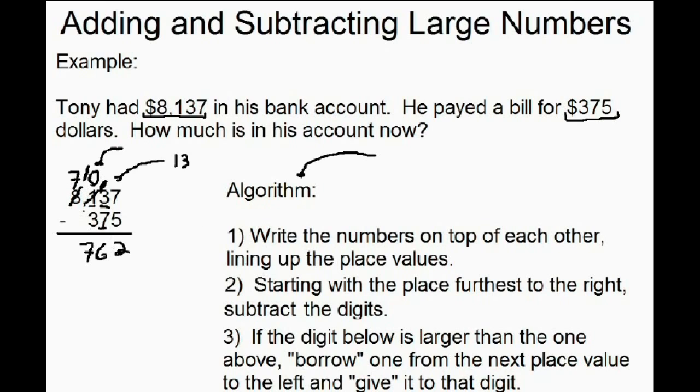And now we have our last place value, which is our thousands place. We don't have a digit in the thousands place down here. Again, we could put a 0 if we want to. It doesn't change that value at all. 375 is still read as 375. And 7 minus 0 is 7. So the answer to this question is Tony has $7,762 left in his bank account.